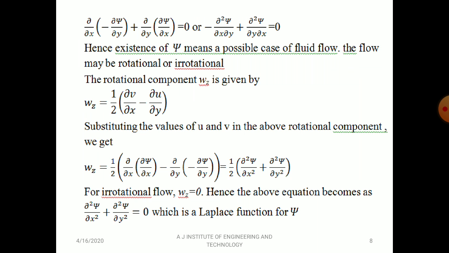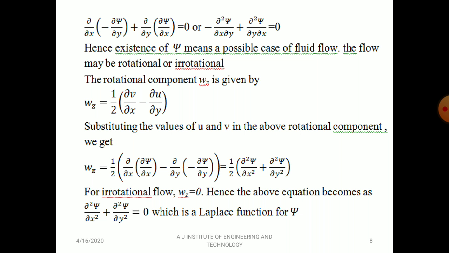Again, it may be rotational or irrotational. So for the rotational component, compared to the previous derivation, that is the velocity potential function, again we have to define the velocity components in the x, y, z directions. The rotational component ωz, that is in the xy plane, is given by ωz equal to 1 by 2 into ∂v/∂x minus ∂u/∂y. We are considering only the rotational component in the z direction here.